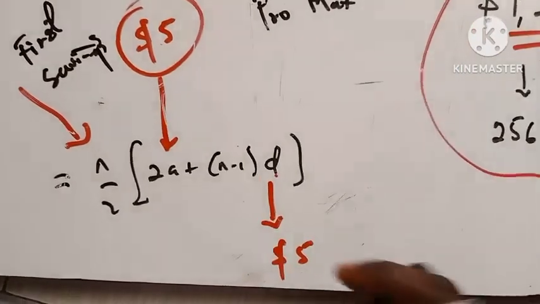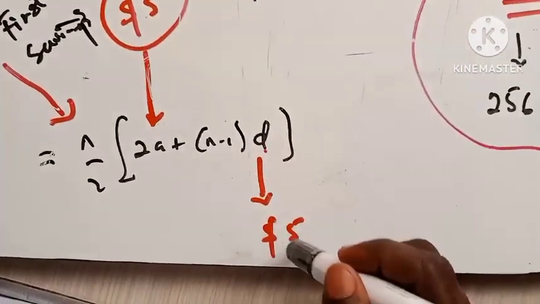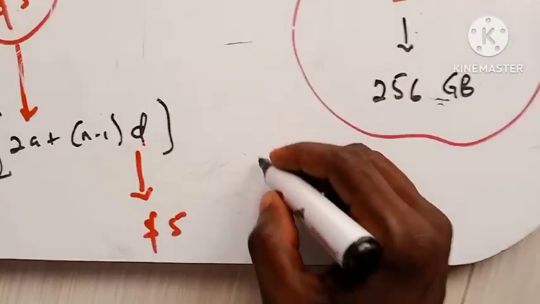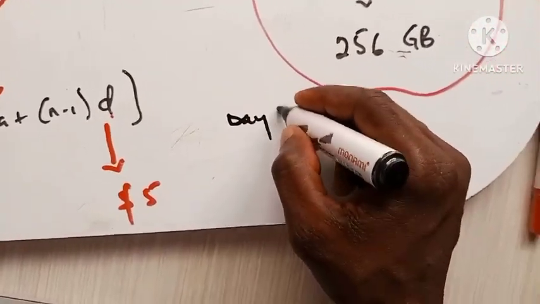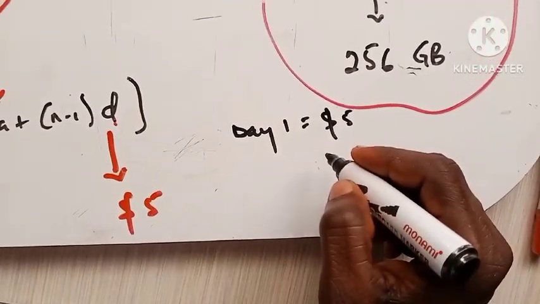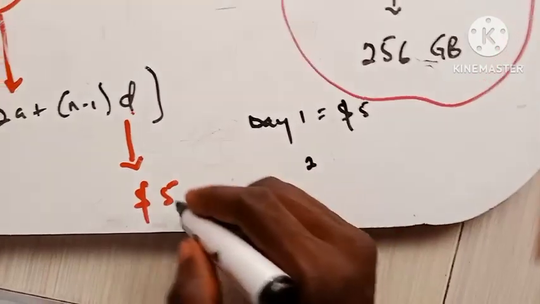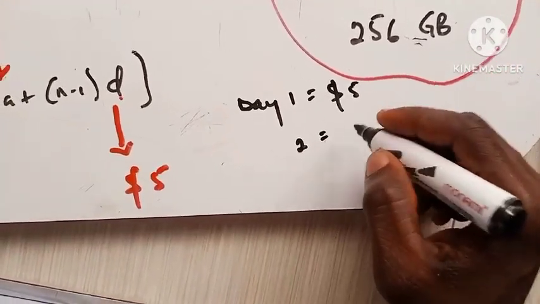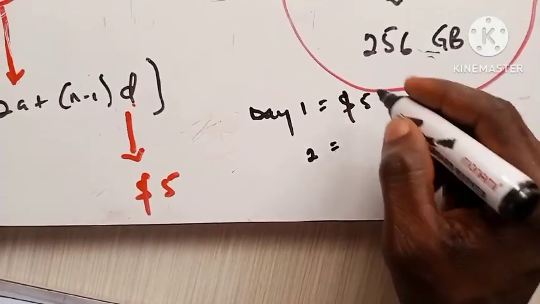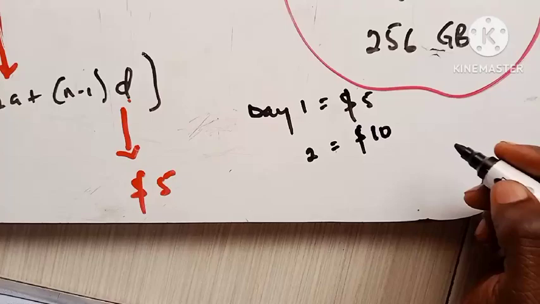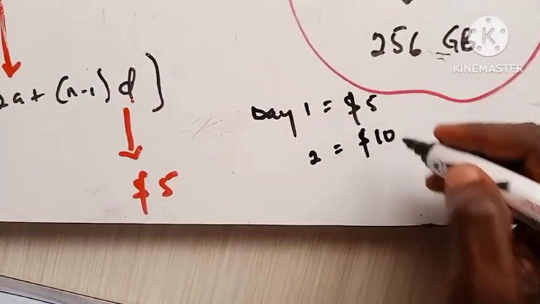Is that okay? So what about the d? d here is going to be the difference. What I mean by the difference is, let me explain. Let's say on day 1 you save $5. This is your first starting amount. On day 2, since the difference is also $5, you have to add $5 to this, meaning on day 2 you have to save $10. So that's the difference of 5.